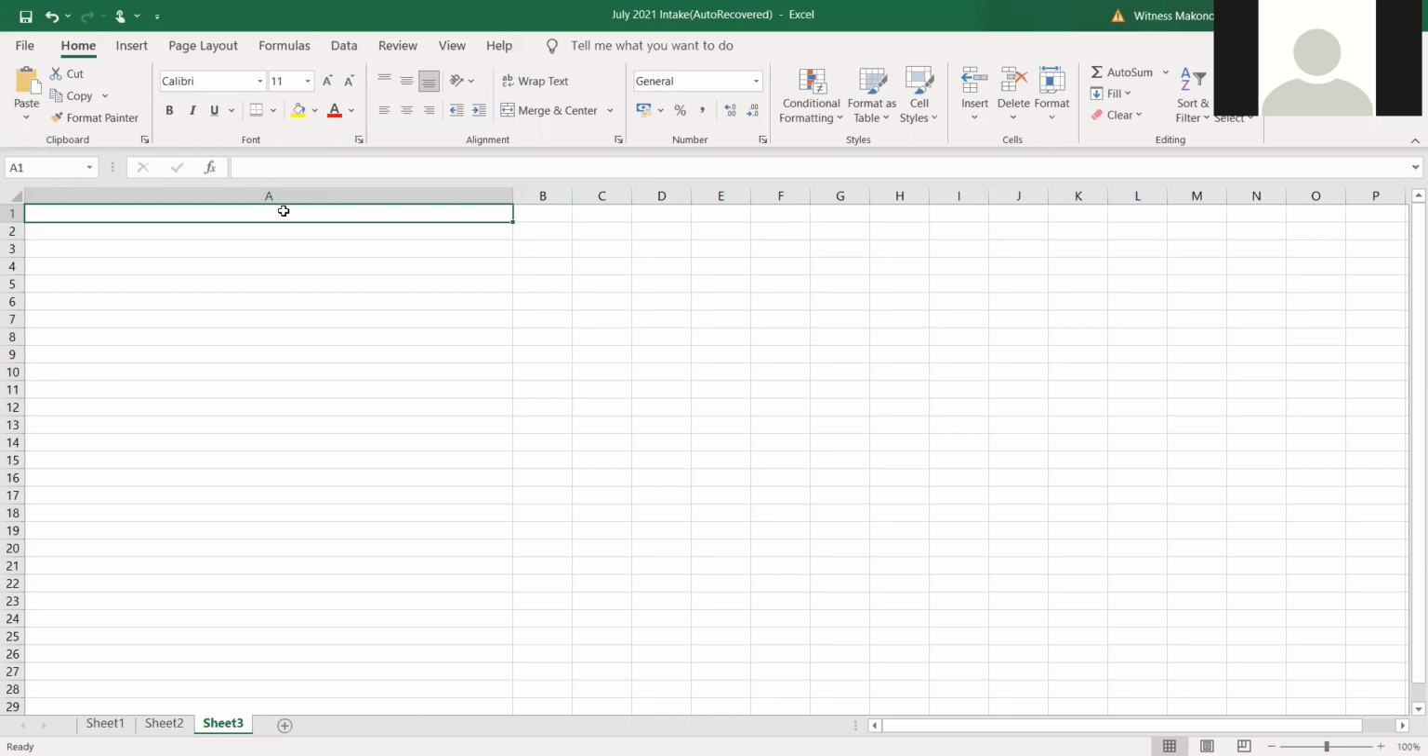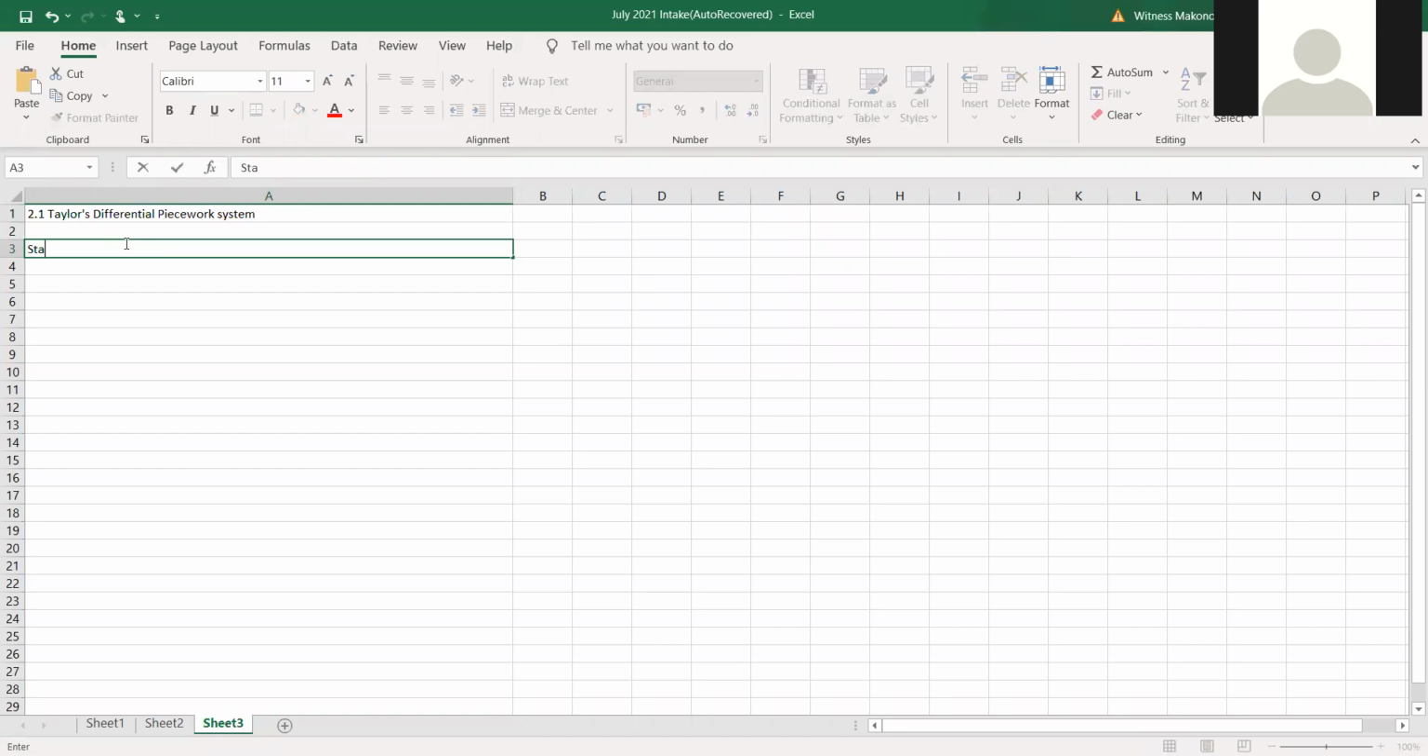So it's question number 2.1. I'm looking at the question here. The first thing that we need to know when you are doing the Taylor differential piecework remuneration system, or piecework system, is that the first thing you need to calculate is what we call the standard rate per unit. This is the first thing that we need to calculate.